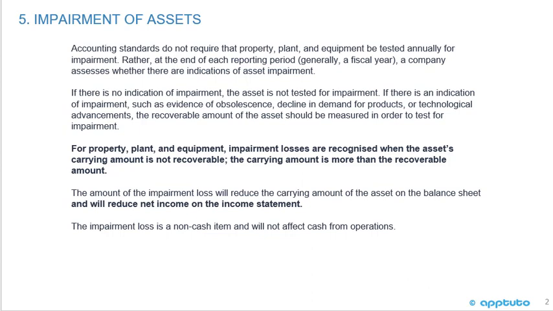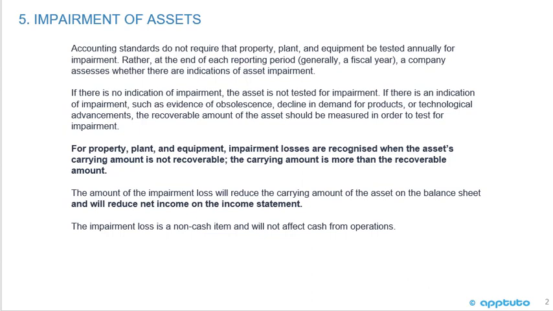If there is an indication of impairment, such as evidence of obsolescence, decline in demand for products, or technological advancements, the recoverable amount of the asset should be measured in order to test for impairment. For property, plant, and equipment, impairment losses are recognized when the asset's carrying amount is not recoverable. The carrying amount is more than the recoverable amount.